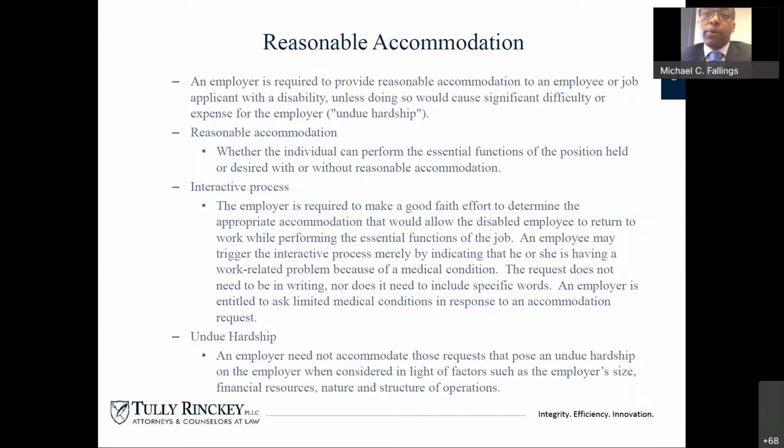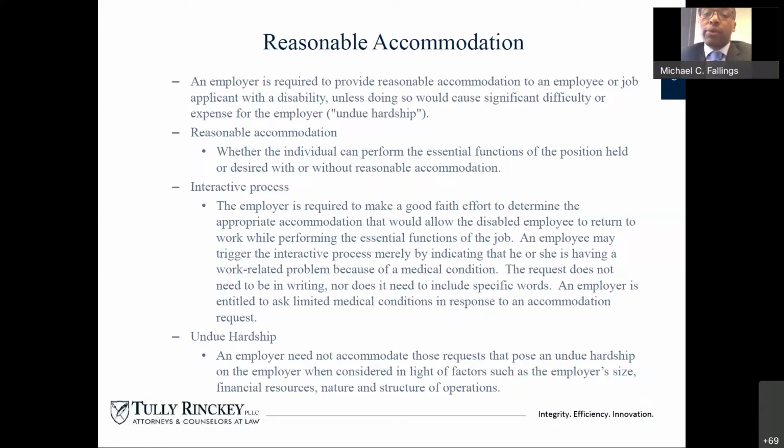An employee could trigger the interactive process by indicating that he or she needs a reasonable accommodation, or needs assistance because of a medical condition. The request doesn't need to be in writing. It doesn't even have to include the specific words. When an employer receives a reasonable accommodation request, it is entitled to ask limited medical questions in response to the request.